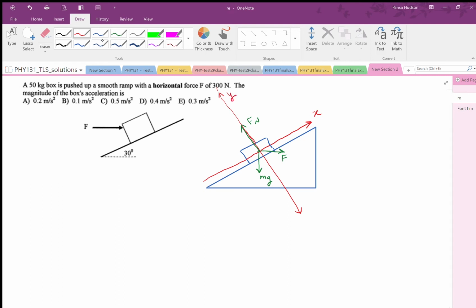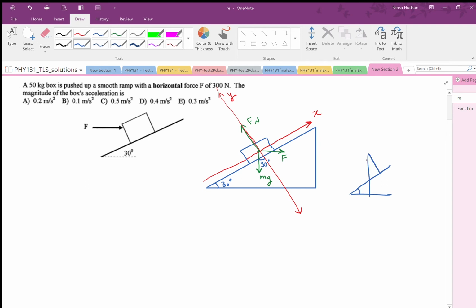Now the next step is to break down the forces into x and y components. If you look at mg, it is straight down. It's not along the y or along the x-axis, so I have to break down mg. If the angle of the ramp is 30 degrees, therefore mg also makes 30 degrees with the vertical. Yeah? So if I really look at it like this, I want to show you this.